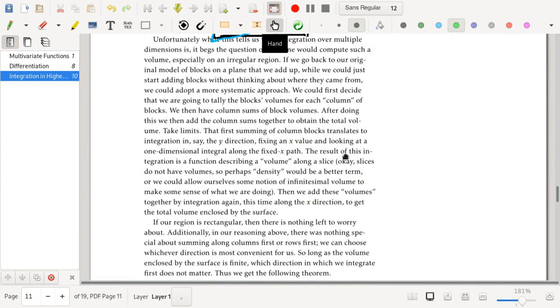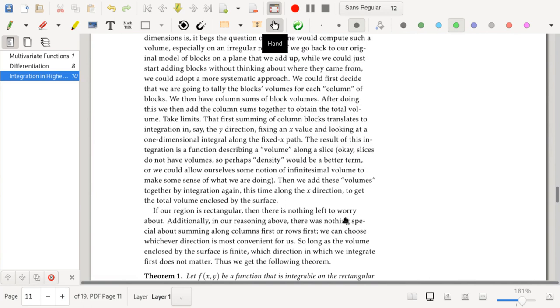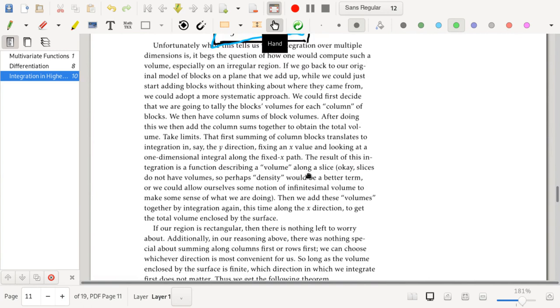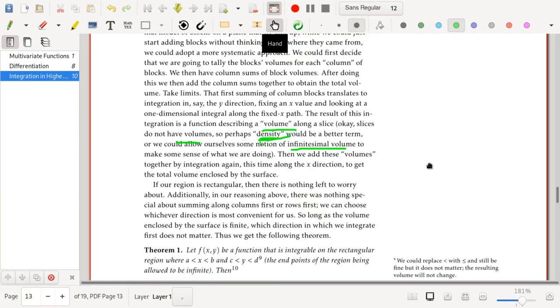So what that suggests is that we could take limits and make our partition very fine. The first thing we're going to do is sum up column blocks, and that's going to translate to integrating in the y direction, where we're fixing an x value and looking at a one-dimensional integral along a fixed value. And this is computing a volume of a slice. Now, technically, we don't really have a volume because we're talking about a slice. Slices don't have volumes. So maybe density would be better, or we can instead say there's some infinitesimal volume. It's infinitesimally small, but it does have some volume if we allow ourselves a notion of infinitesimal.